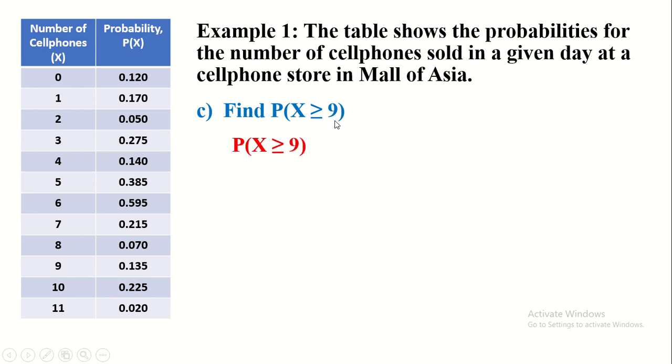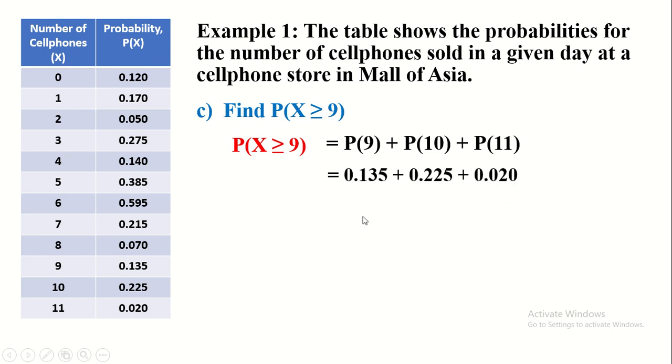Okay? So we have the probability of 9 plus the probability of 10 plus the probability of 11. Ibig sabihin, ang mga probability of x na mas mataas kay 9 ay 10 at 11. That is the number of cell phones sold. Kaso may equal sign ka rito, kaya isasama mo si probability of 9. And then let us substitute.